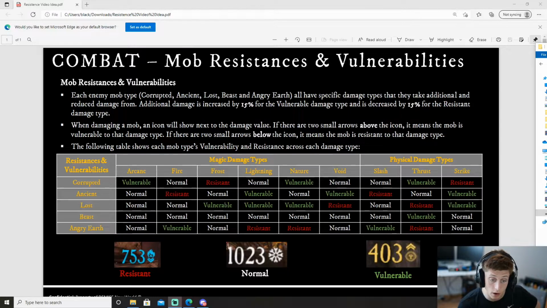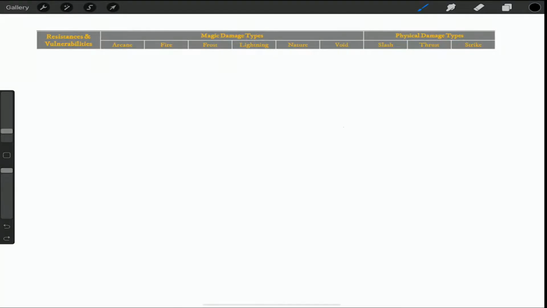If there are 2 small arrows above the icon, it means the mob is vulnerable to that damage type. You see that example in the bottom right. If there are 2 small arrows below the icon, it means the mob is resistant to that damage type, and you see that example in the bottom left. The following table shows each mob's vulnerability and resistance across each damage type. So let's visualize what I just said.